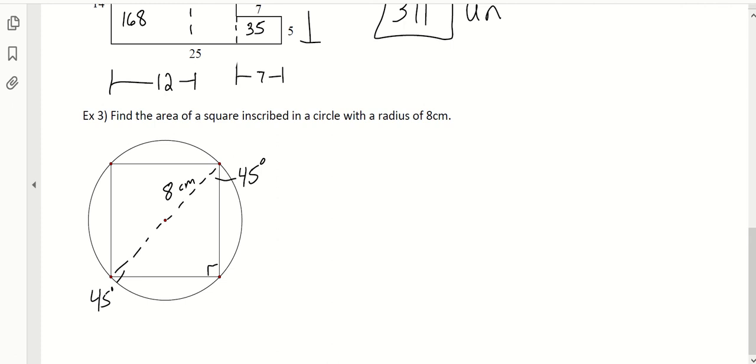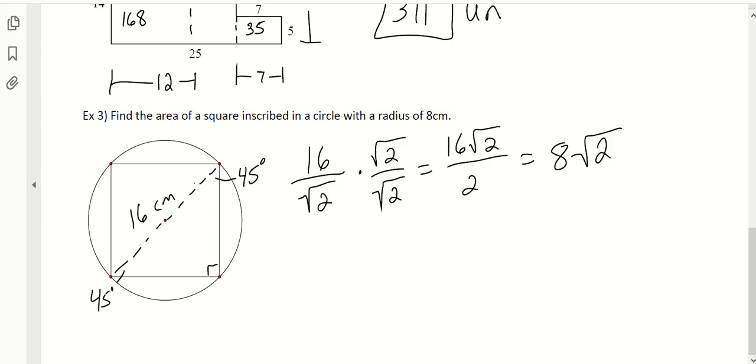Think about what this diameter of the circle is going to be. It's going to be 16. So 16 centimeters for our diameter, which is also the diagonal of this square. How do we find one side? In a 45, 45, 90 triangle, to go from the hypotenuse to a side, what do we have to do? See if you can remember. We need to divide by root 2. Now make sure you rationalize that denominator too. So we take our hypotenuse, 16, divided by square root of 2, rationalize that denominator, and we get 8 multiplied by square root of 2.